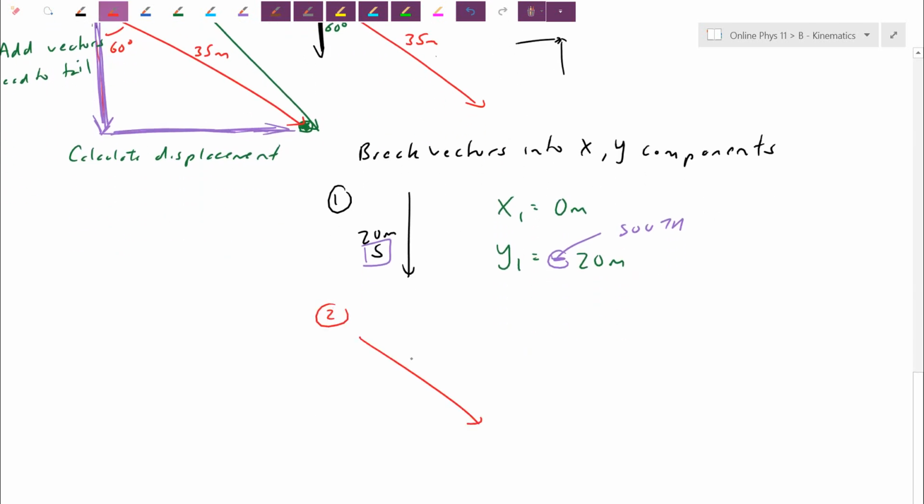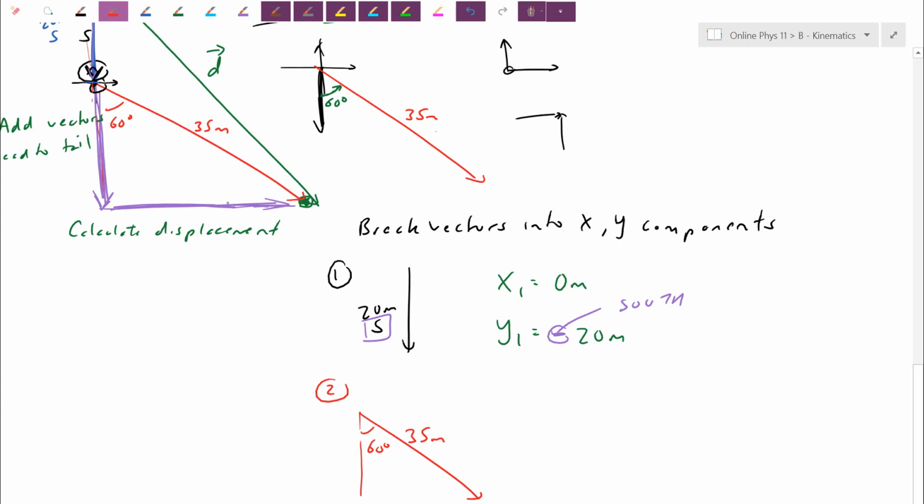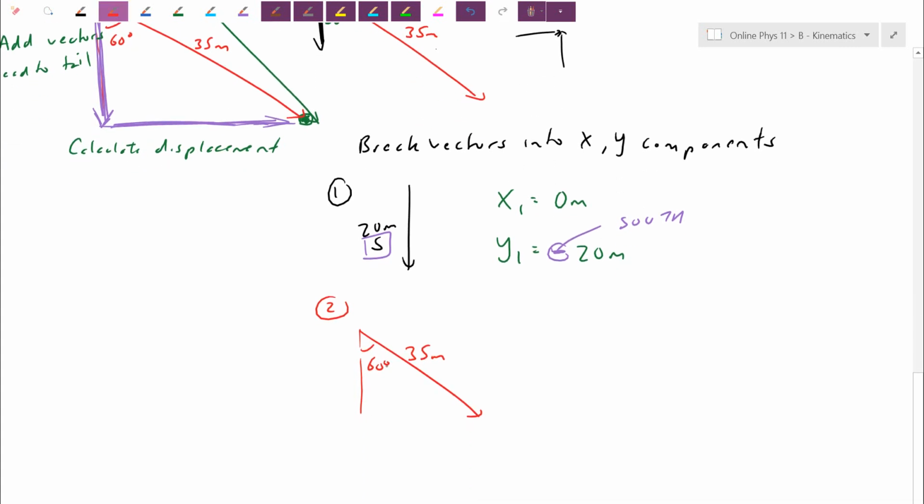This time my arrow is 35 meters. We happen to have an annoying angle here. This is 60 degrees. Well, that in itself is a right triangle. So let's first break down this triangle. When I go south and east, it's like going south and then going east. This part here, I'm going to call it y2 and x2. So I'm going to go x2 and y2 here.